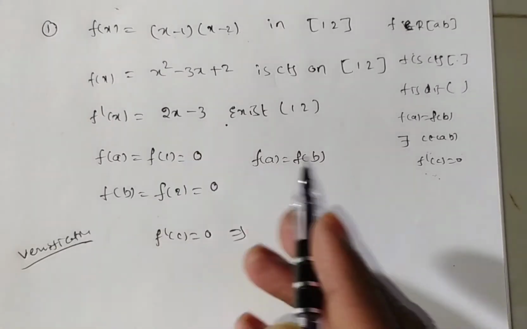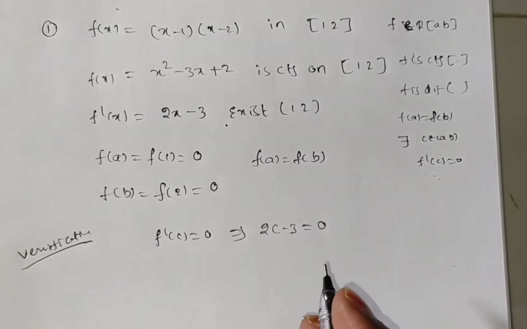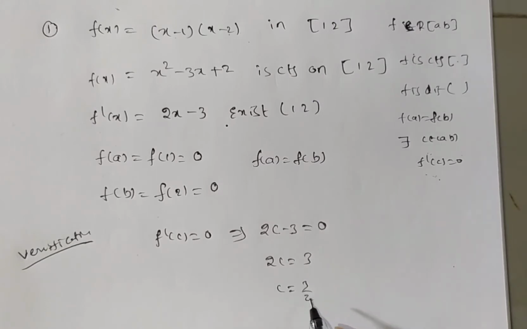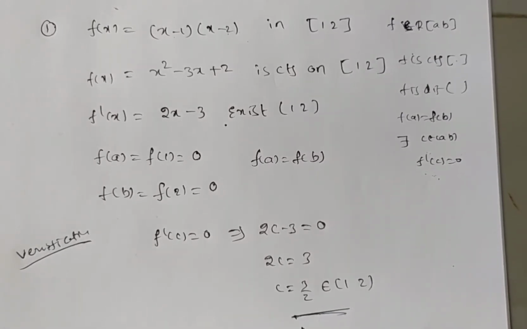I have 2x minus 3. Then f dash of c is 2c minus 3 is equal to 0. So 2c is equal to 3, c is equal to 3 by 2. Now 3 by 2 is equal to 1.5. Does 1.5 belong to (1, 2)? Yes. So verification is completed. Like this we have to verify Rolle's theorem and find the c value.